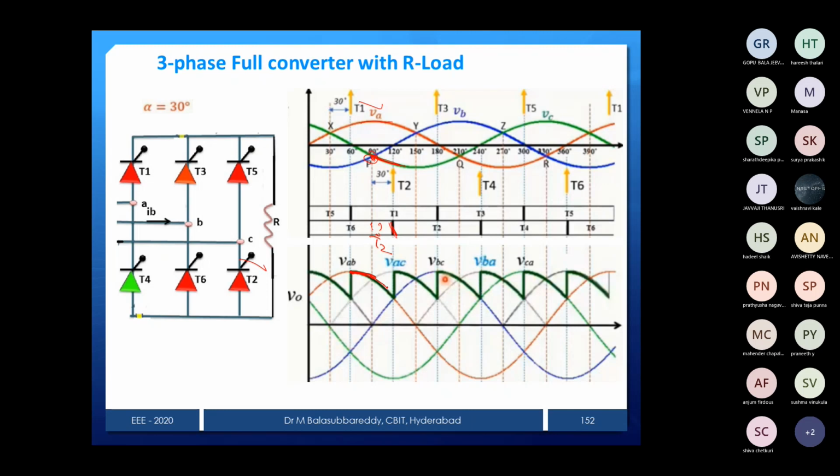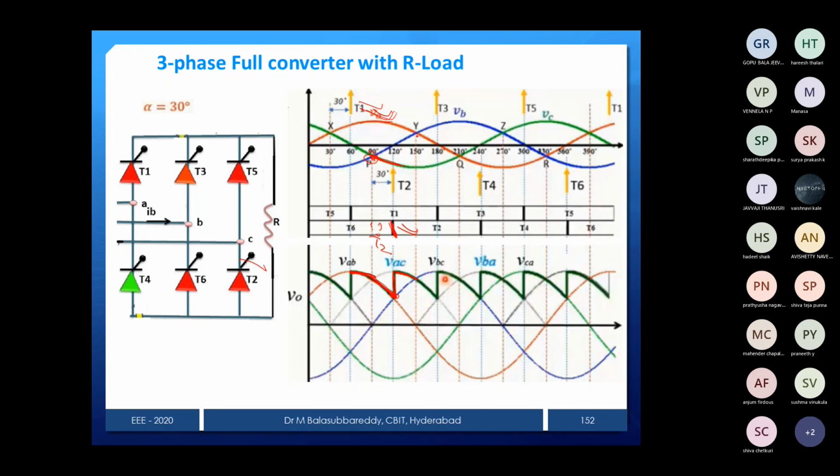I continue to conduct here for another 30 degrees. Then you can check what will happen. The firing pulse is available for T2, and then I transfer to it. A is still positive only, so nothing happens, because unless another phase is more positive, it will not transfer to some other device. It continues to conduct. Now the lower group is going to transfer after that point, and then it goes to AC.